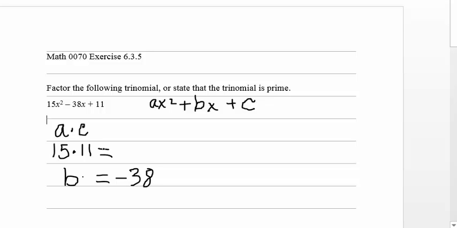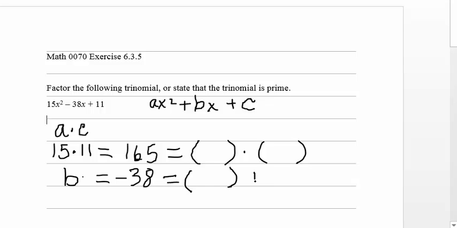A times C is 15 times 11, which is 165. So we're trying to find two integers that multiply to give A times C, which also add to give negative 38.